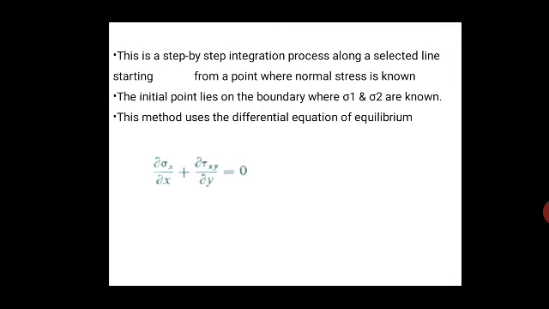So the equilibrium equation can be written as dou sigma x by dou x plus dou tau xy by dou y is equal to 0. Also, we can rewrite the above equation as dou sigma y by dou y plus dou tau xy by dou x is equal to 0, in the absence of body forces.